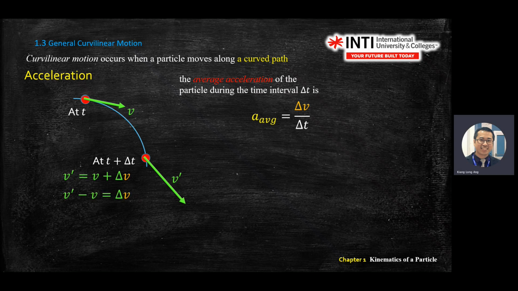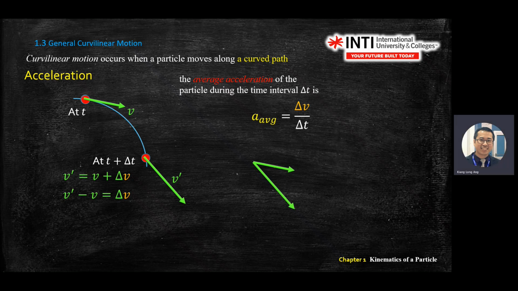So instantaneous is also the same. By right, it means delta v equals the final velocity minus the initial velocity.